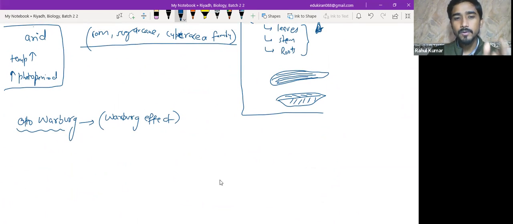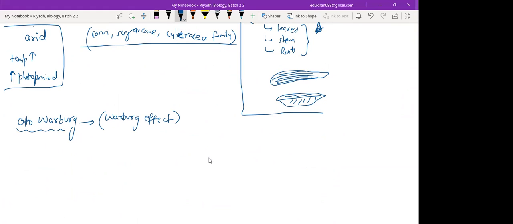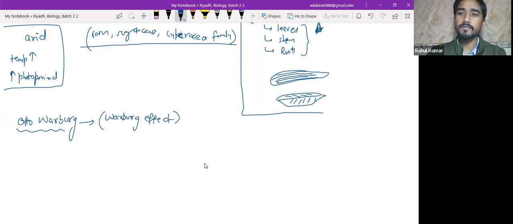Okay, I was telling you what is the Warburg effect. Write down. Did I tell you that in the presence of oxygen, photosynthesis in C3 plants decreases? Yes, sir. Yes, that is the Warburg effect.